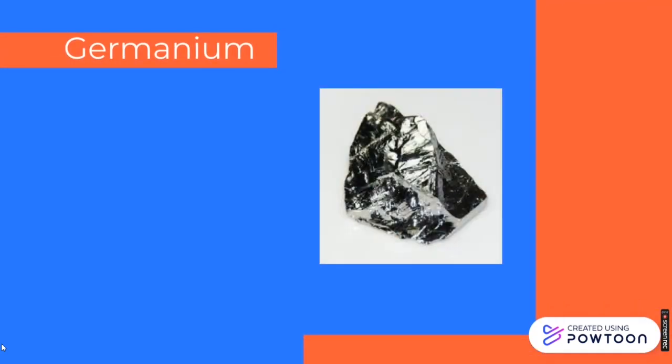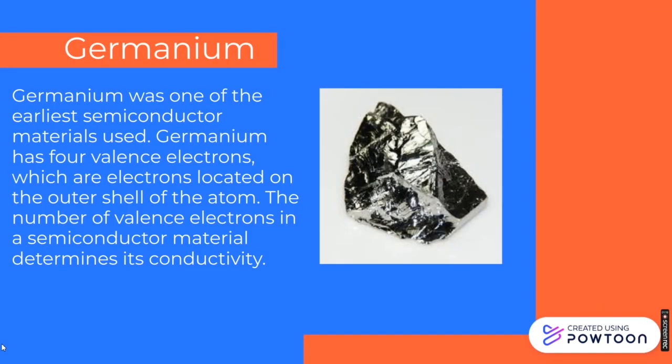Next, we have germanium. Germanium was one of the earliest semiconductor materials used. Germanium has 4 valence electrons, which are electrons located on the outer shell of the atom. The number of valence electrons in a semiconductor material determines its conductivity.